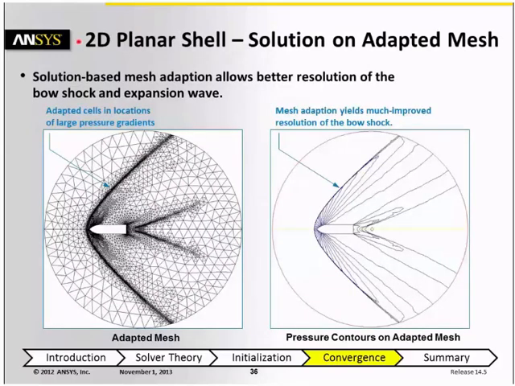This slide shows what happens when solution-based mesh adaptation is used to refine the mesh based on the pressure gradient. The figure on the left shows the final mesh after a number of adaptations have been performed, and if the pressure contours on the right are compared with the grid on the left, it can be seen that with mesh adaptation, there's much better resolution of the bow shock and the expansion wave.